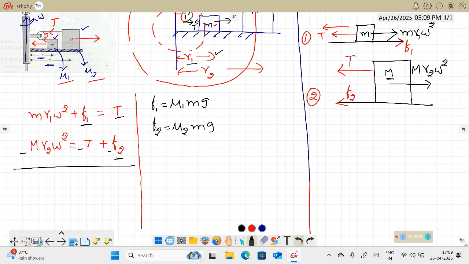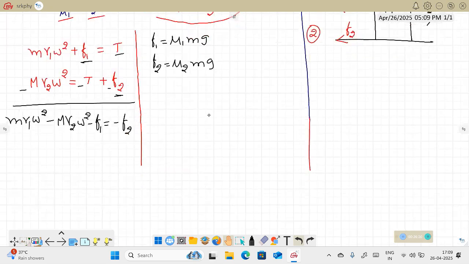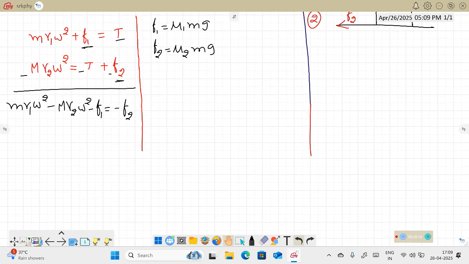So I can write the equation: m r1 omega square minus capital M r2 omega square, and this also becomes minus f1 is equal to, T2 becomes 0, that becomes minus f2. This is the way I can write the equation after subtracting. Now substitute the values of the remaining terms; everything is a mathematical approach only.